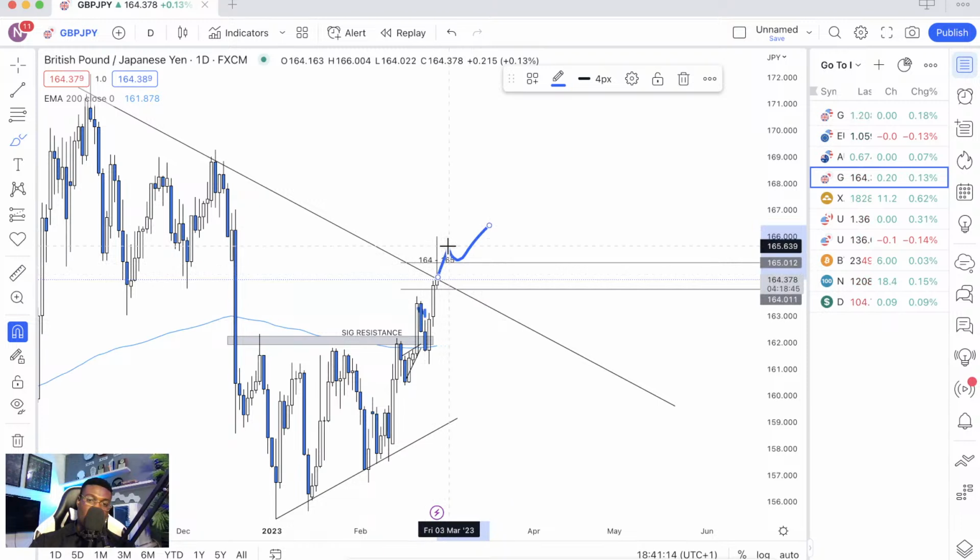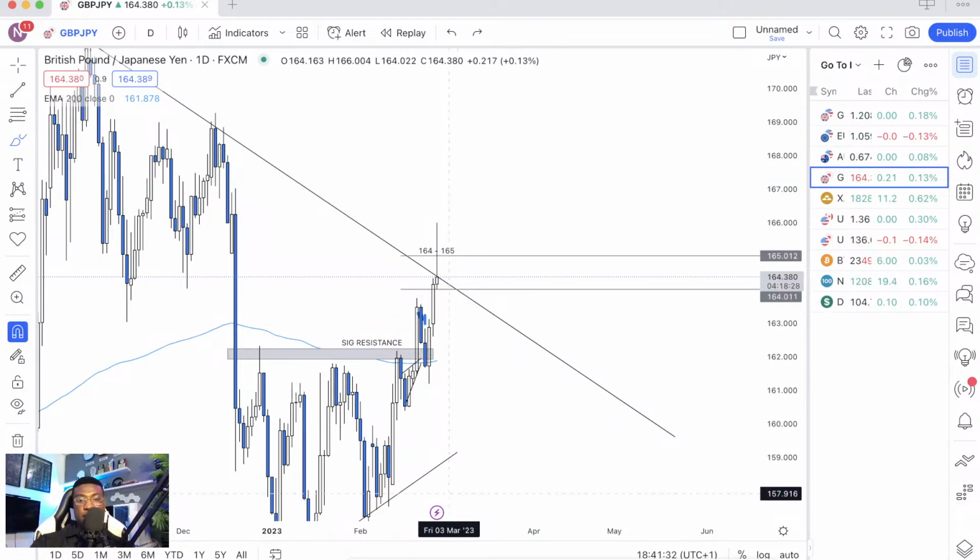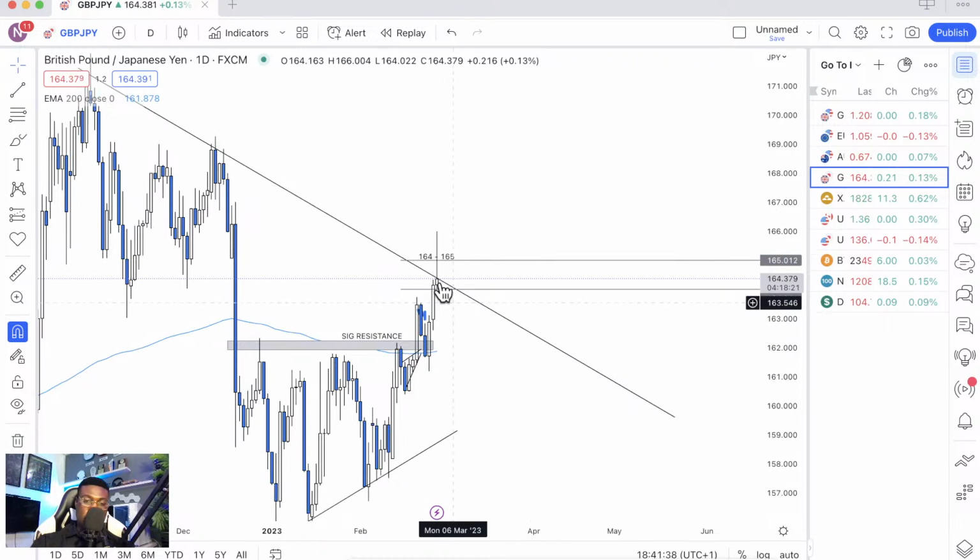You can wait for the breakout and the retest at 165, or probably a pullback even way below 165, and then trade to the upside. That's if bullish momentum is sustained above this resistance trend line. But my expectation is for the pound yen market to temporarily trade below this trend line. That's what I'm expecting, and that's what I'm going to capitalize on.